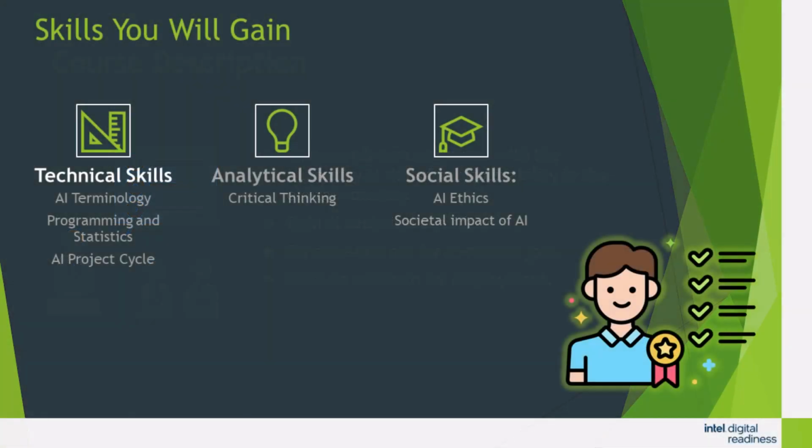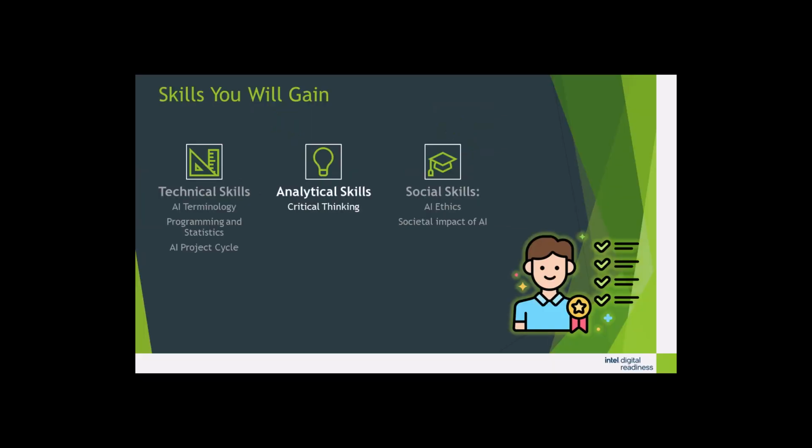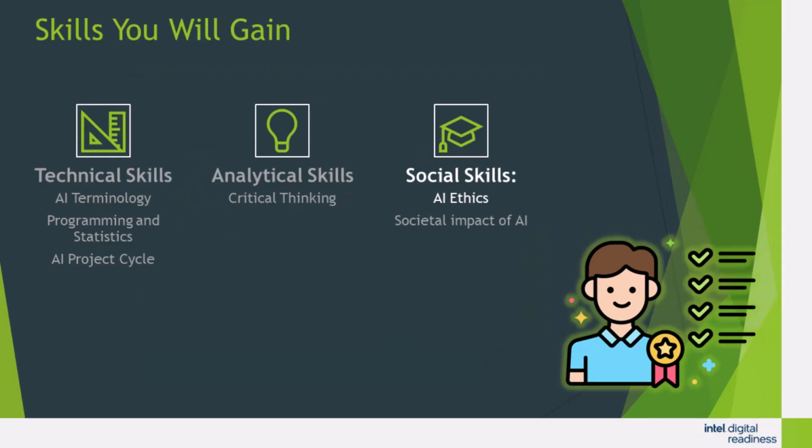Throughout this course, we will work on skills in 3 areas: technical, analytical, and social skills. Some of the major technical skills we cover are artificial intelligence terminology, programming and statistics, and the AI project cycle. For analytical skills throughout the course, we'll be developing critical thinking skills in many areas. With social skills, we'll be exploring and discussing AI ethics, and there are many ethical issues related to artificial intelligence, as well as the societal impact of AI.